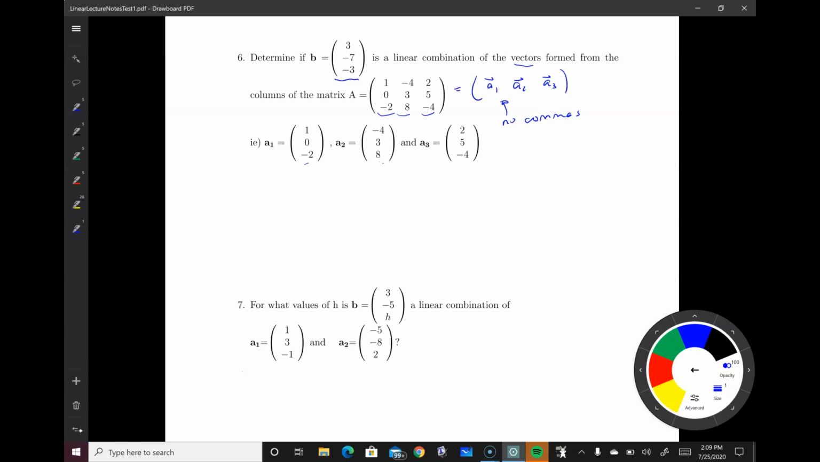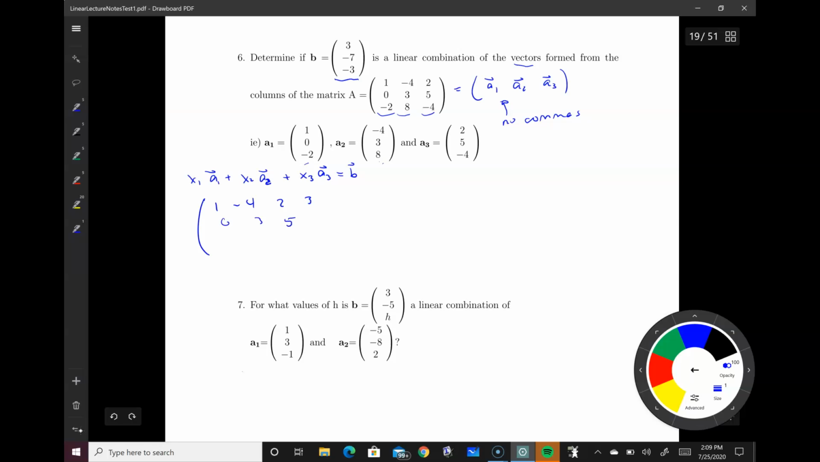Okay, so what that's saying is, are there x's? Is it true that I can find x1 times the column vector A1, an x2 times the column vector A2, and an x3 times the column vector A3 to get to the vector B? This is going to give me that augmented matrix. So let's go right to it. I'd have 1, -4, 2, 3, 0, 3, 5, -7, -2, 8, -4, and -3.